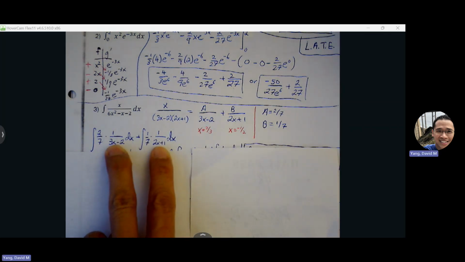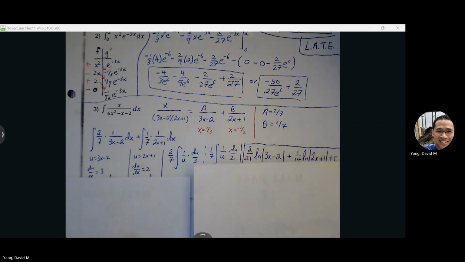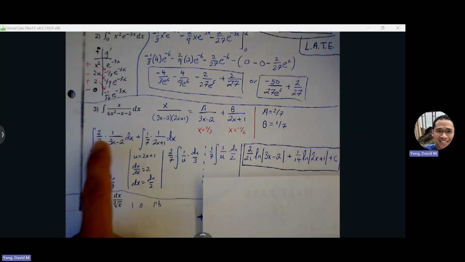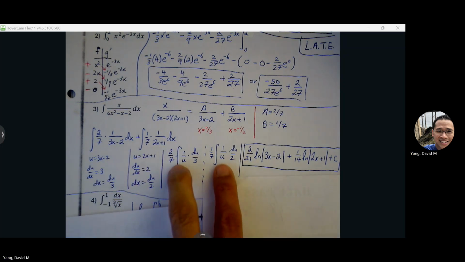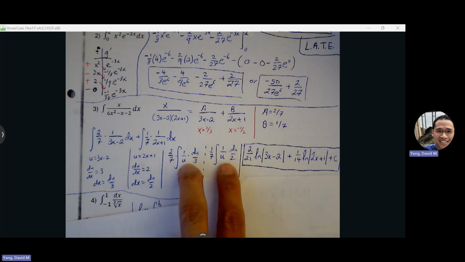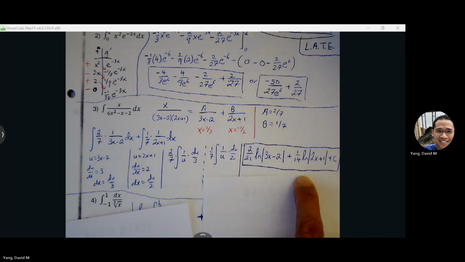Okay, so really all we need is u substitution and natural log to get us through our antiderivative. Careful though, 3x minus 2 and 2x plus 1. They're both going to produce their own coefficient after u substitution. So 1/3 will come out of this one, 1/2 will come out of that one. And then we just make sure we keep track of our coefficients and our leftover constants.